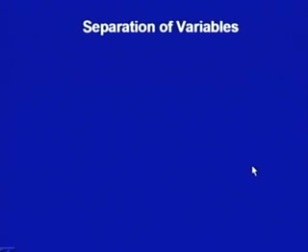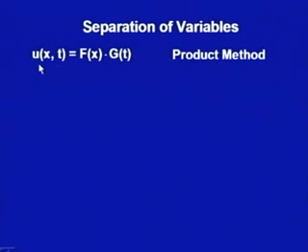First, we would use one method which we call separation of variables. Here what we mean is that the function u, which is of the two variables x and t, can be separated as a function of x and a function of t. We also call this the product method, because what we are assuming is that u x t is the product of two functions, one function involving only x, another function involving only t.